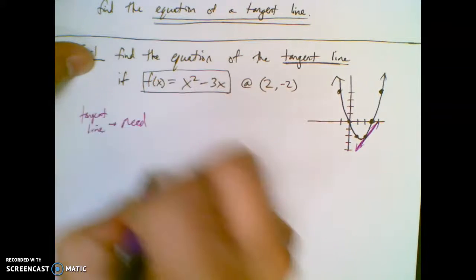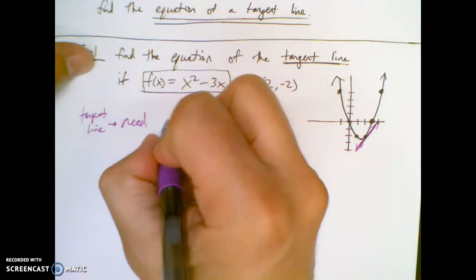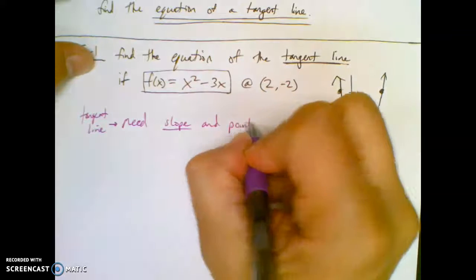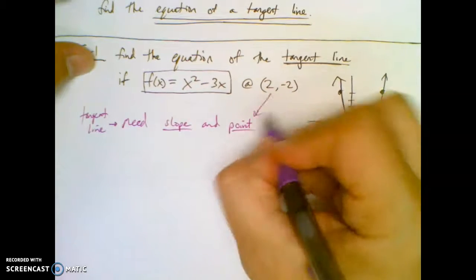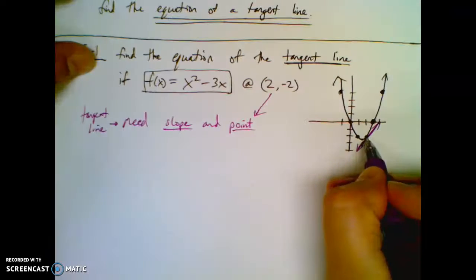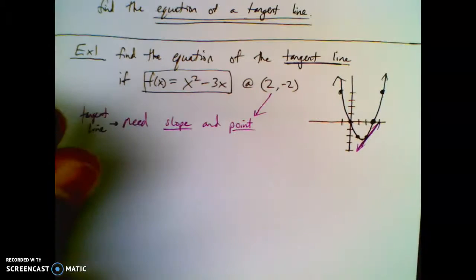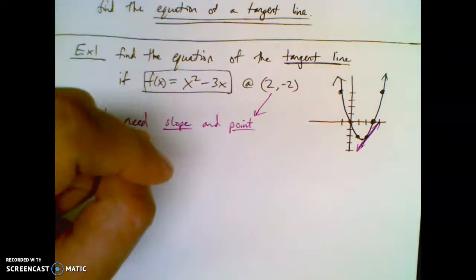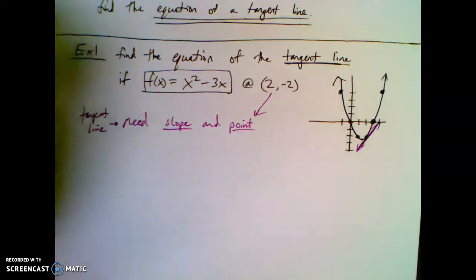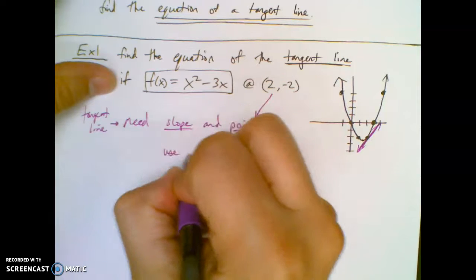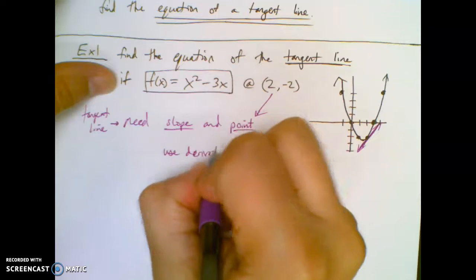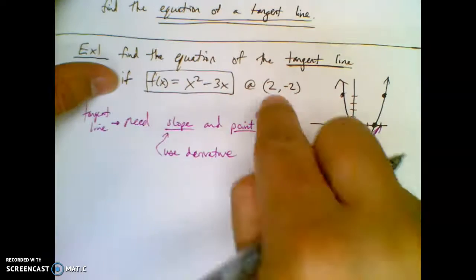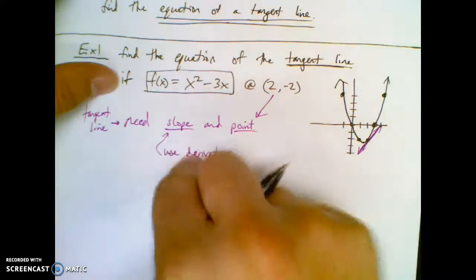Well, what do you need for any line? You need a slope and a point. Your slope and an intercept, but guess what? I already got a point. All I need is the slope at that place. I wonder what I could use to find the slope at any point. How about the derivative? Because the derivative finds slopes at any point. So I can find the slope at that point if I use the derivative.